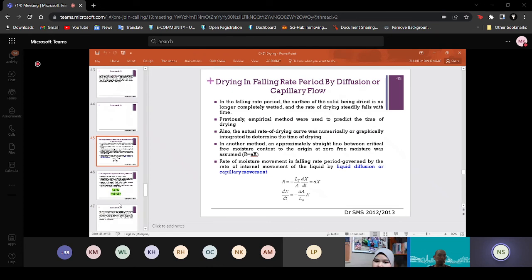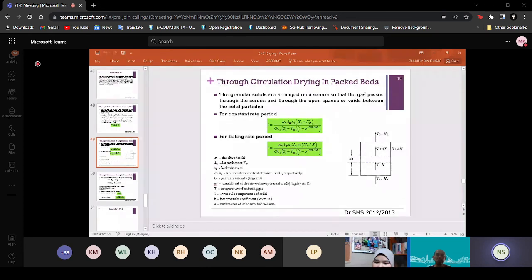I think she will continue with this through circulation, pet dry, and so on until continuous, until she finishes the drying chapters. And then she is going to continue with the new chapters of membrane and also mechanical, physical separation. But anyhow, if you find any problem arising during your revision or when you try to do some exercise, you can just text me to ask me on the solution and how.